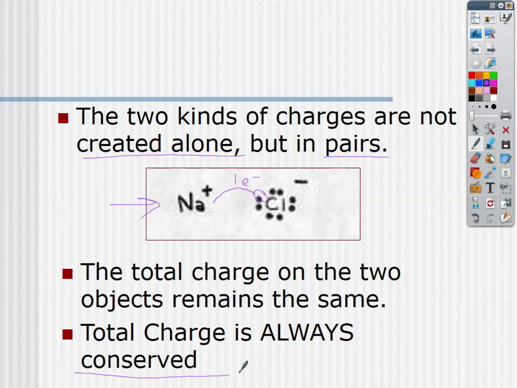If something becomes higher and higher positive charge, that means something else must be becoming higher and higher negative charge. We have to account for all charges, just like we have to account that matter is conserved. That's all we're trying to understand here. Charge must be conserved.